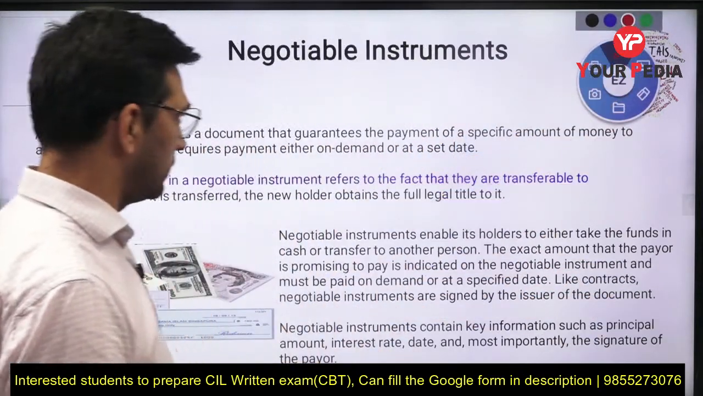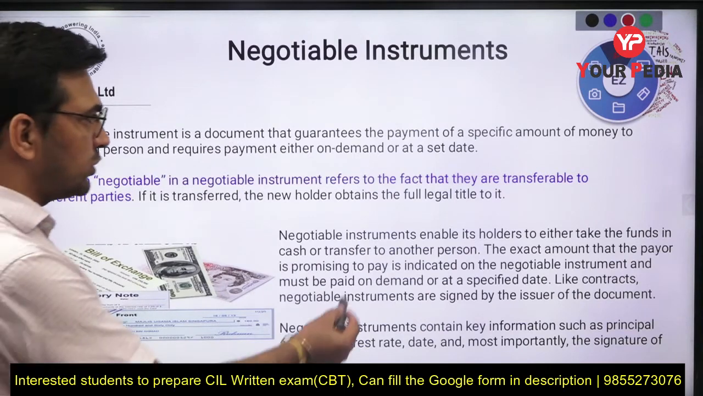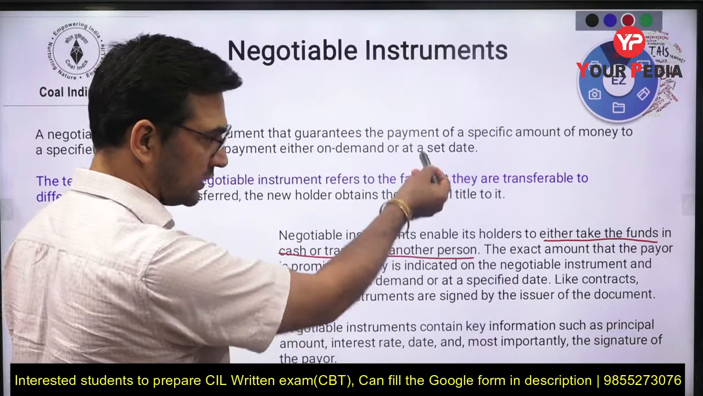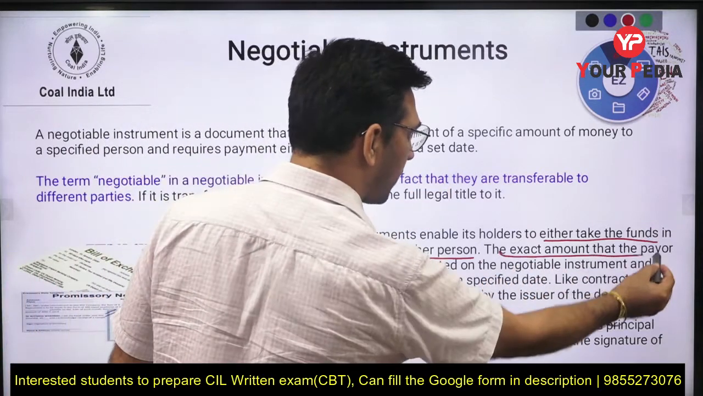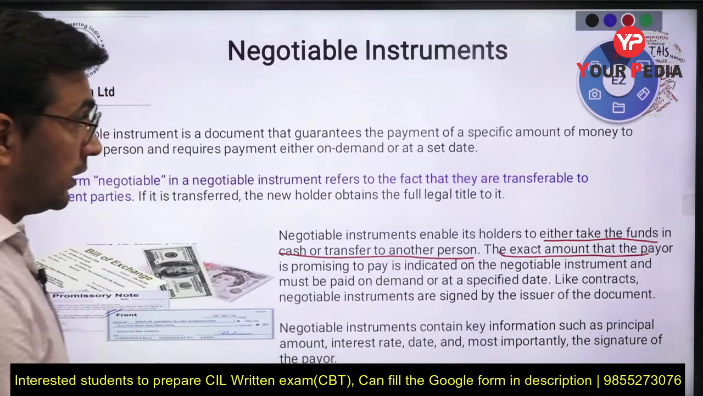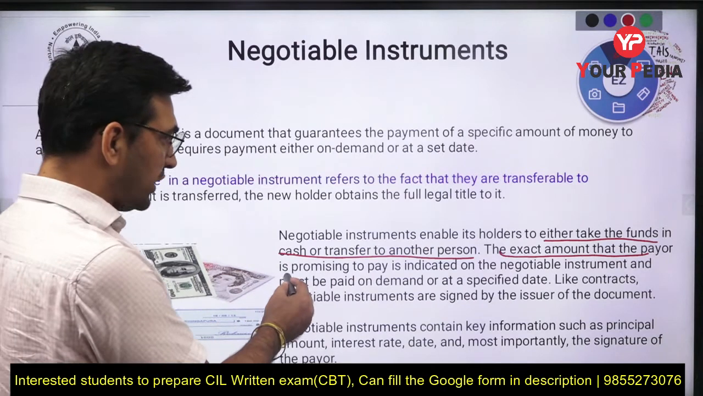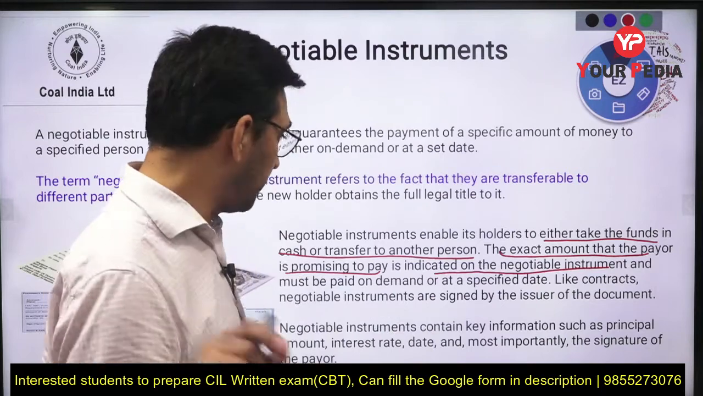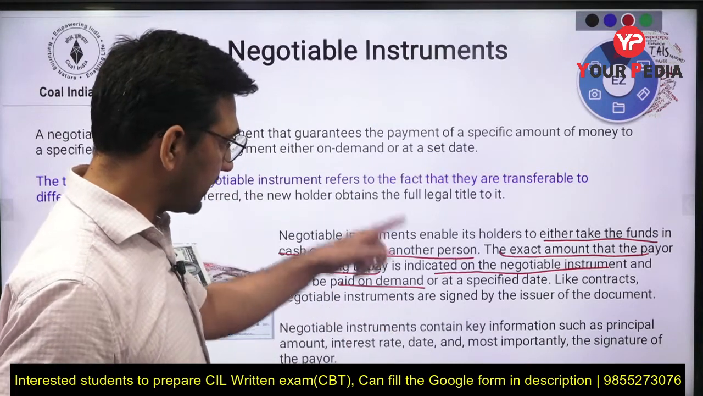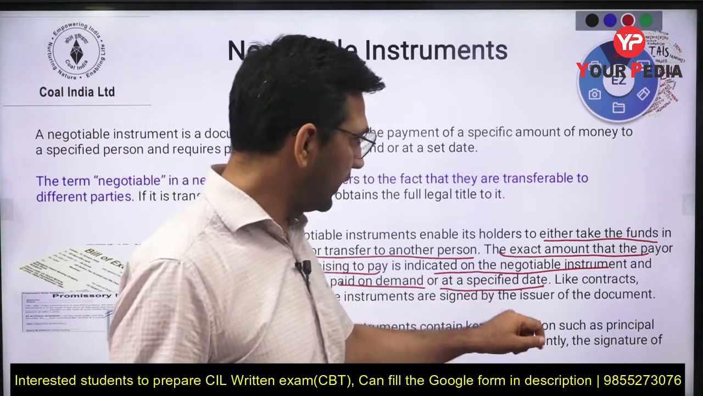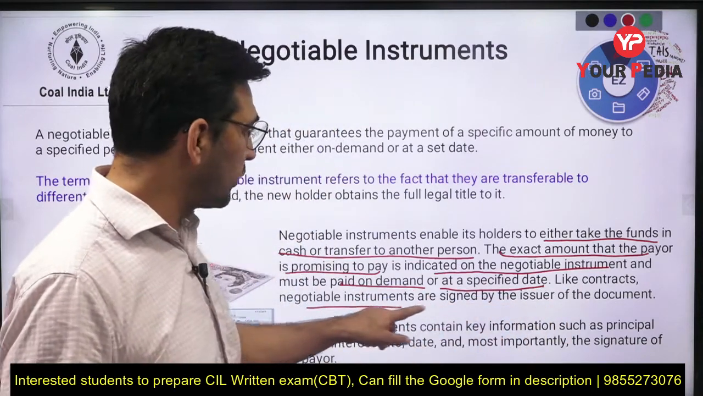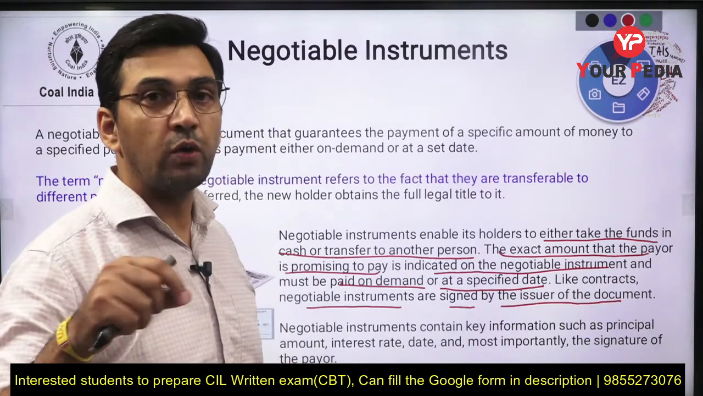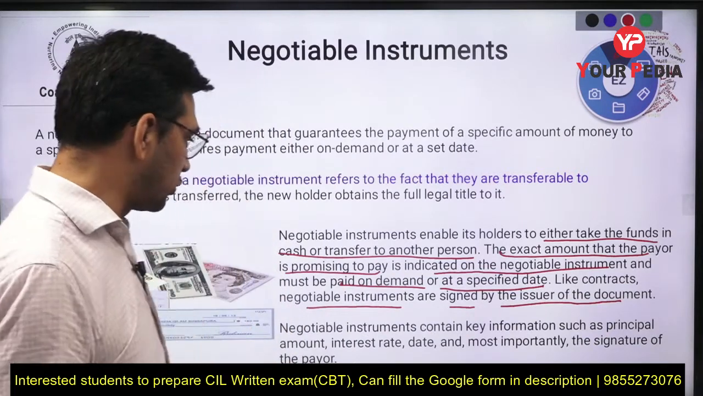Now let's go to a little more detail. Negotiable instruments enable its holder to either take the funds in cash or transfer to another person. The same thing that I mentioned to you. The exact amount that the payer is promised to pay is indicated in the negotiable instrument. Obviously, you are going to mention that this much amount should be paid either on demand, as I explained to you, or maybe by a specified date. Like contracts, negotiable instruments are signed by the issuer of the document. Obviously, the person who is issuing that has to sign it. Without signature, it carries no meaning.